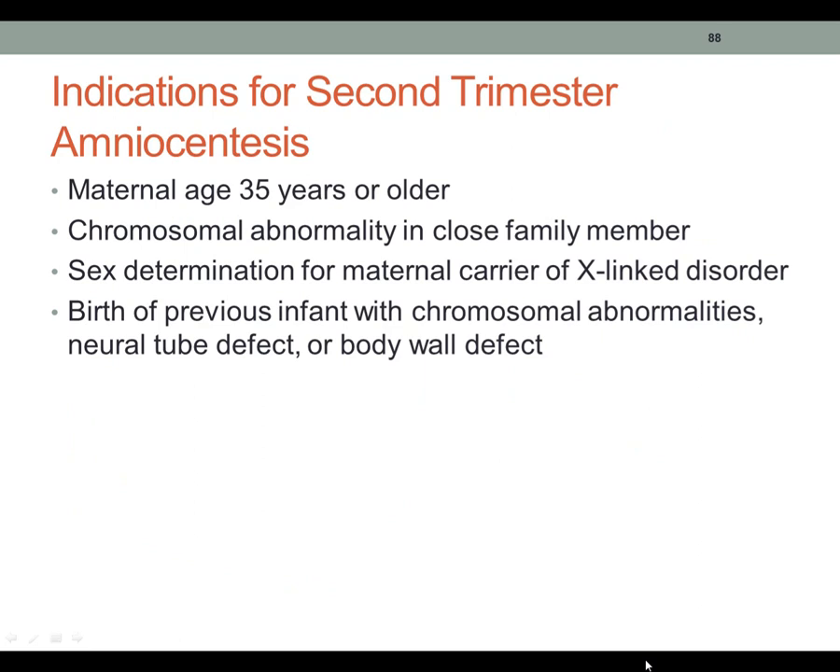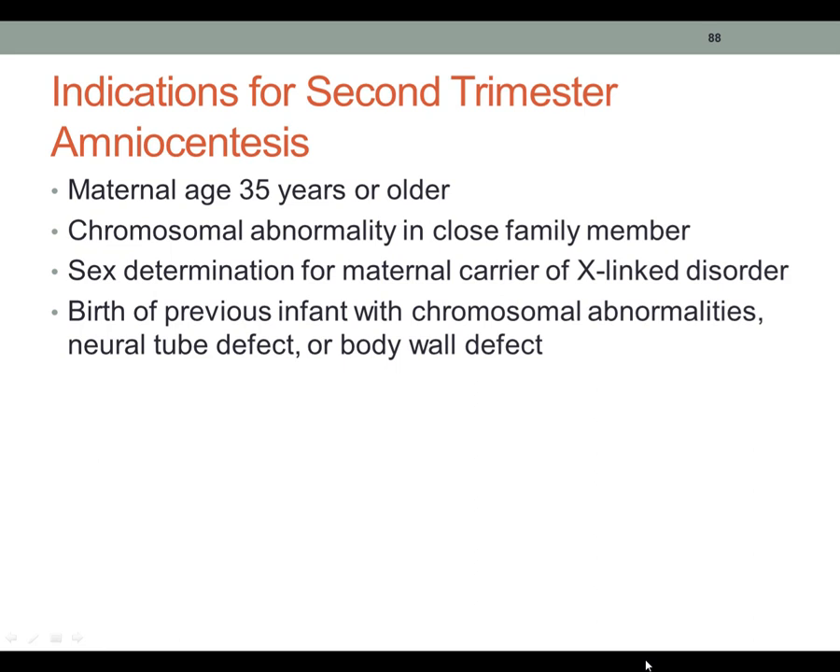So for an amniocentesis, this is where we just draw out amniotic fluid and analyze it to see if there's any problems going on. Normally this is indicated for moms who are greater than 35 years old, or who have a first-degree family member who has a chromosomal abnormality.